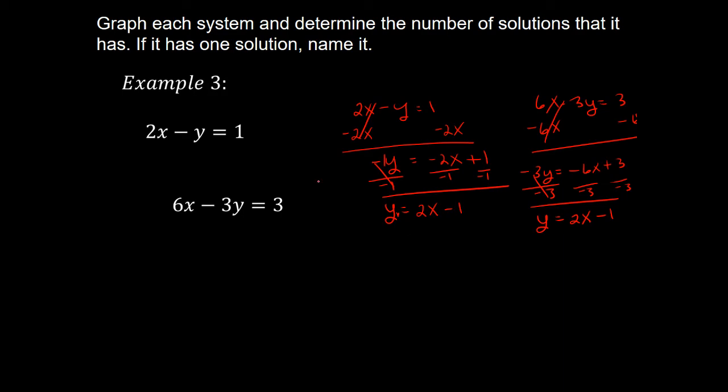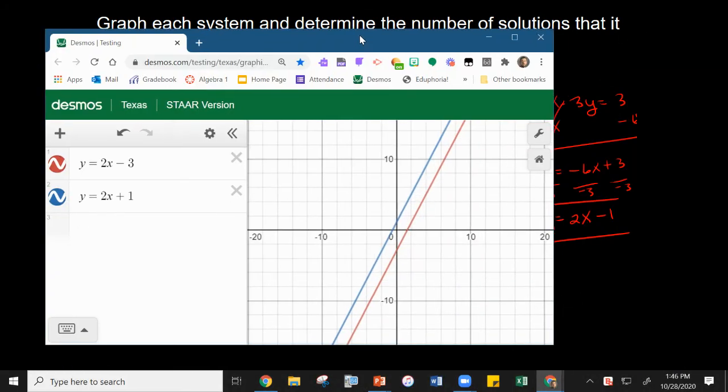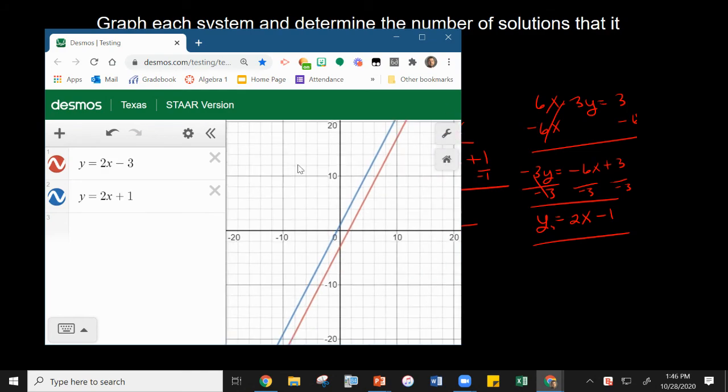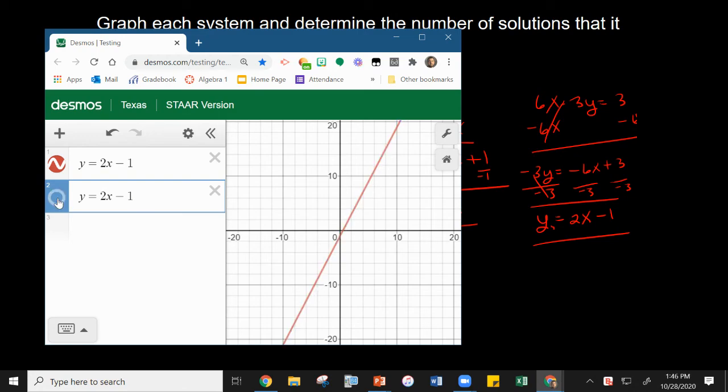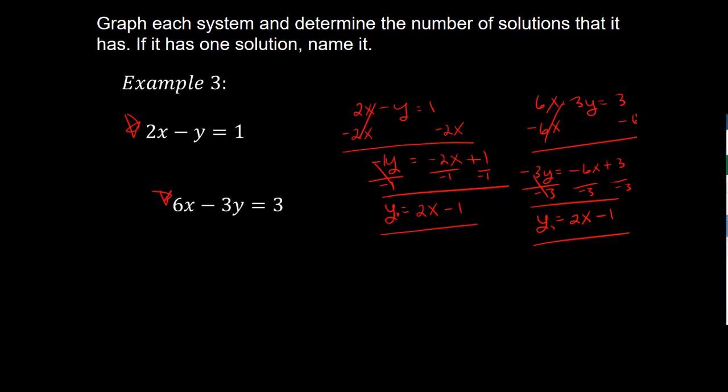And so now when you look at these, they did not look the same in this form, right? But they end up being the exact same equation. And because they're the exact same equation, if I was to graph those in Desmos, I know this is common sense, but I'm going to show you that it is the same equation. If I do 2x minus 1 and I do 2x minus 1, you see that those are the exact same equations graphed on top of each other. And so they have infinite solutions.